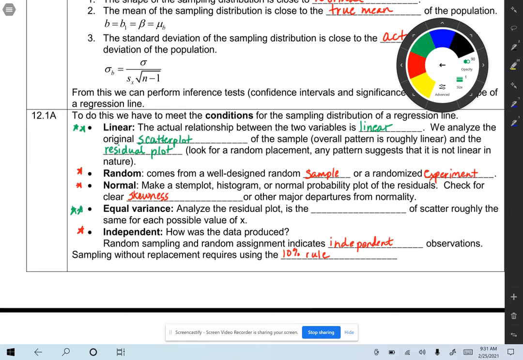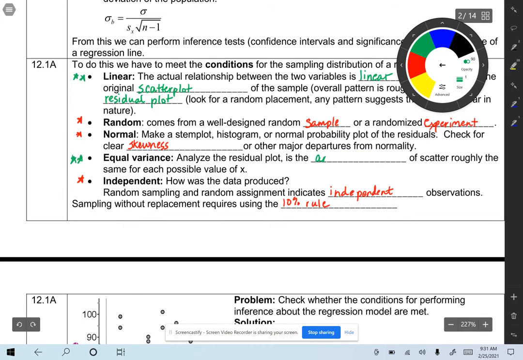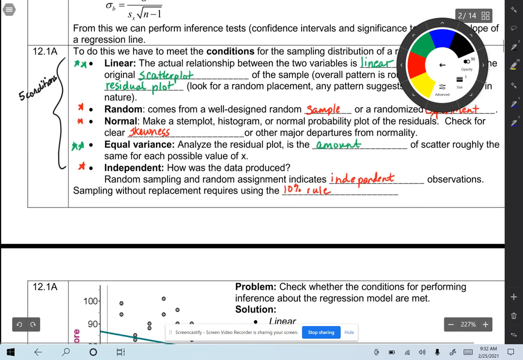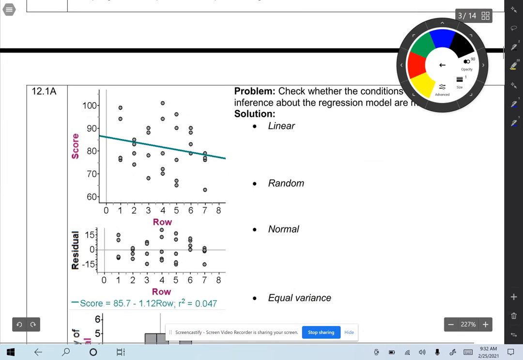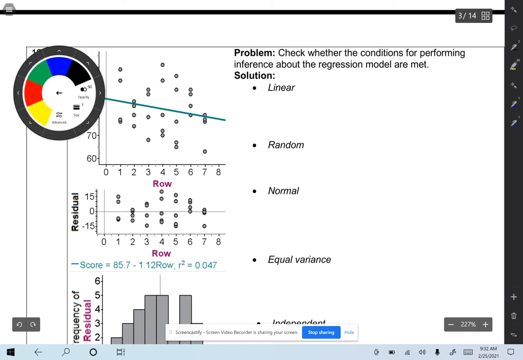Okay, and then for the equal variance, you analyze the residual plot. Is the amount of scatter roughly the same for each possible value of x? And we will do an example where we will look at all 5 of these and figure out if we've met the conditions. So these are your 5 conditions. Could be a really good multiple choice question on a test. See which one is not being met.